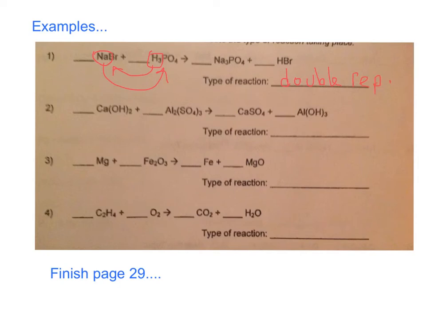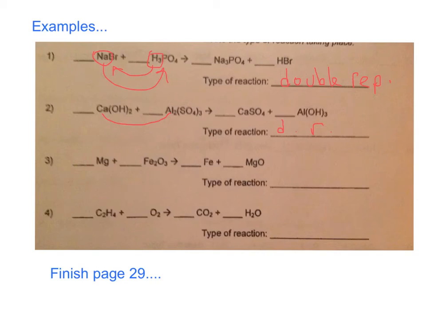Double rep. Okay. And the next one, we have calcium hydroxide plus aluminum sulfate yielding calcium sulfate and aluminum hydroxide. That again looks like a double replacement. Again, these two ions just swapped out with each other, so that's a double. So we've got here, I'll make you happy, D period R period. There we go.